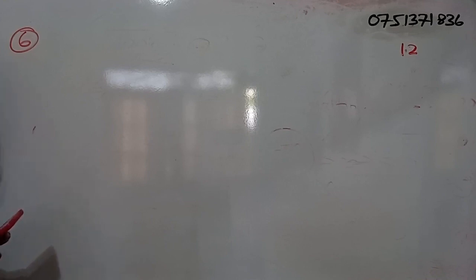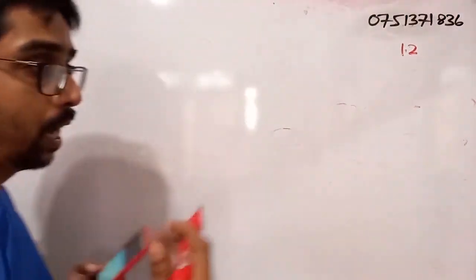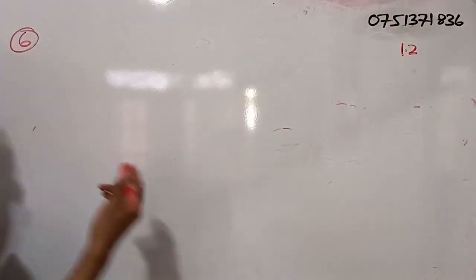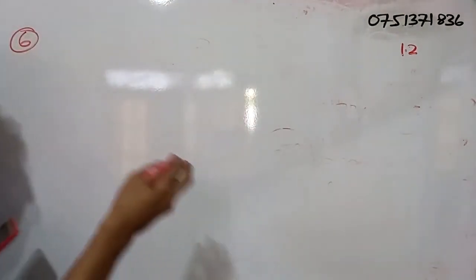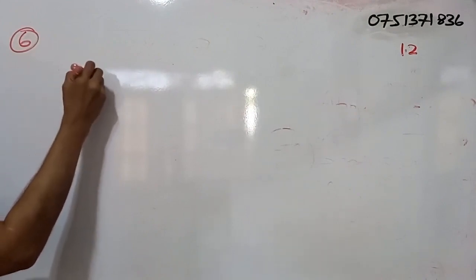Right. Now you have to remind yourself regarding what? How we calculate the divisibility of 3. Right. So the number should be what? It should be greater than 100.